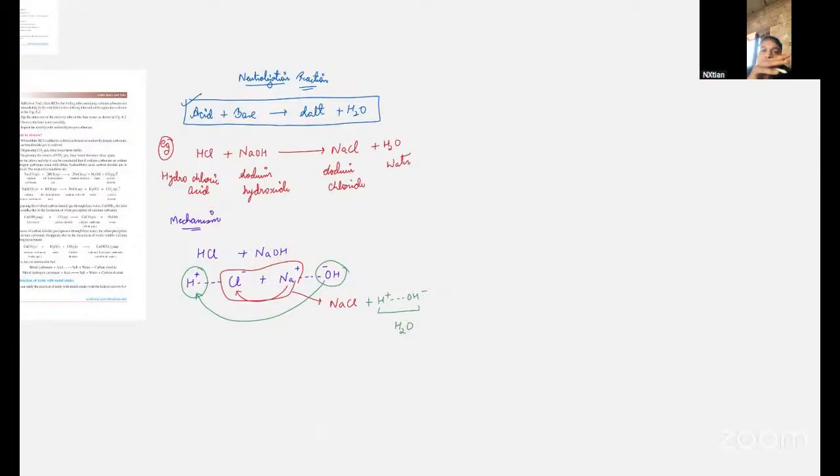Neither basic nor acidic. Even the salt NaCl is neutral. Everyone, please pay attention. Don't write yet; I will give time to write.